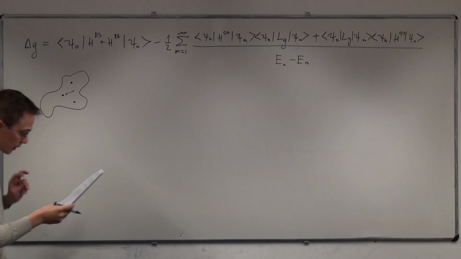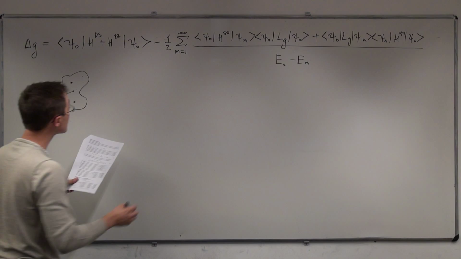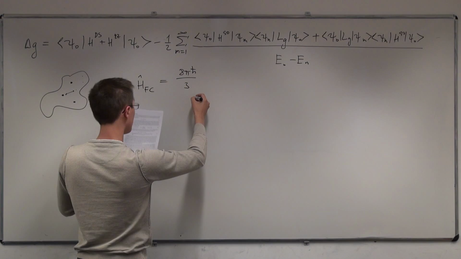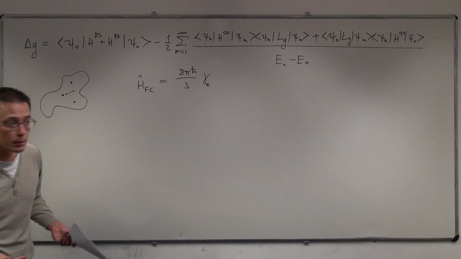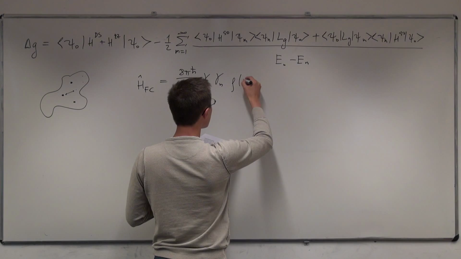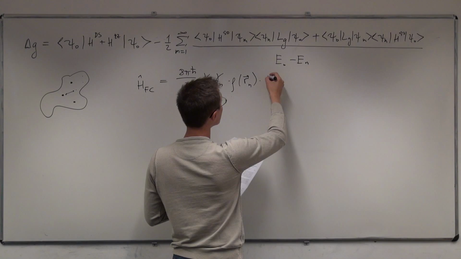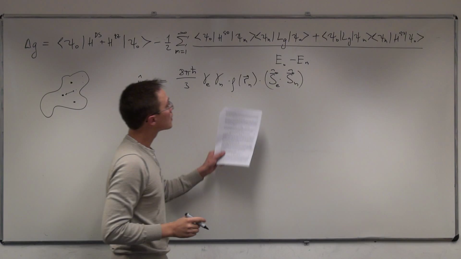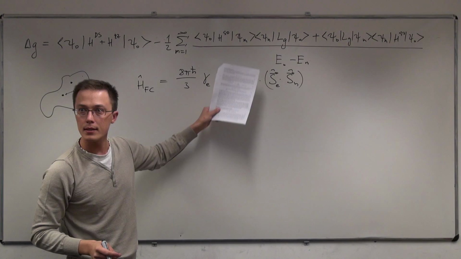So, the contact interaction, described in huge detail by Enrico Fermi, hence the Fermi contact name, H_FC, Fermi contact interaction, is a bunch of fundamental constants, 8π ħ divided by 3, the magnetogyric ratio of the electron, because it determines the electron magnetic moment, times the magnetogyric ratio of the nucleus, it has to be directly proportional to it, that's the interaction strength, times, as expected, the spin density at the nucleus point, times the term that looks reminiscent of the J coupling, in that it's actually isotropic. S electron, S nuclei, scalar product. So this is a shorthand for SxSx plus SySy plus SzSz. So it really looks quite similar to the J coupling.